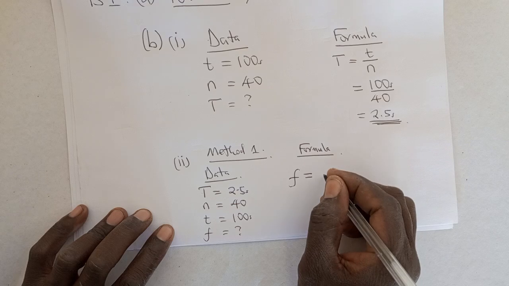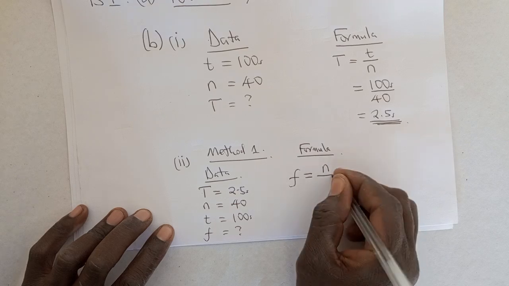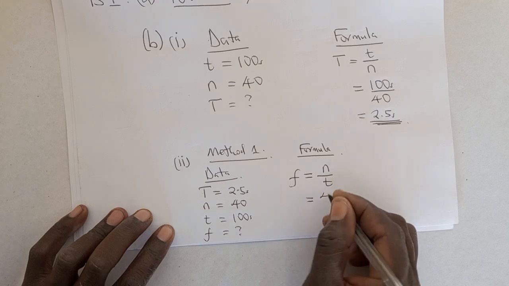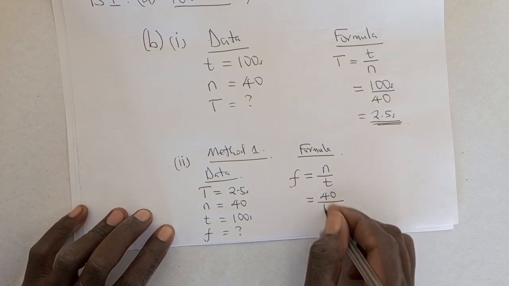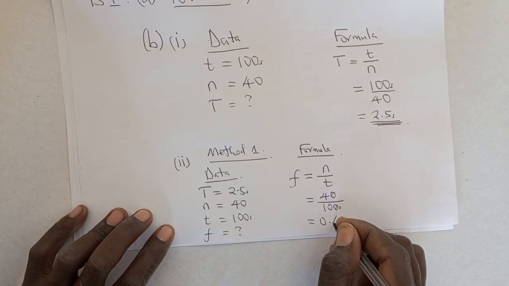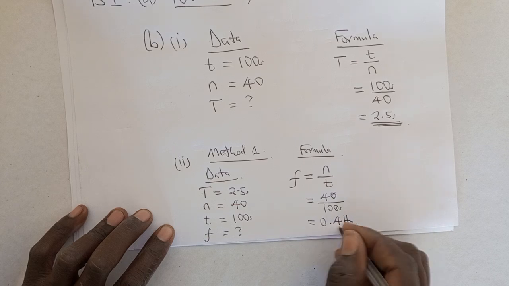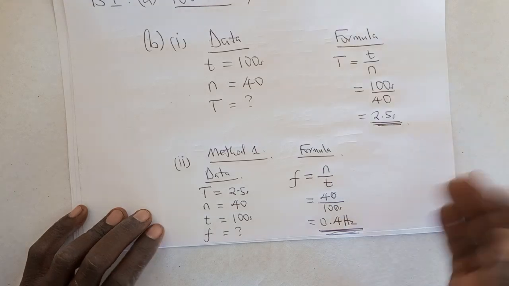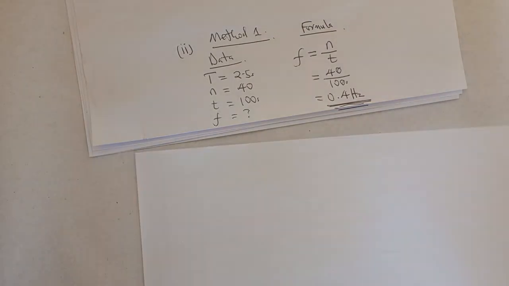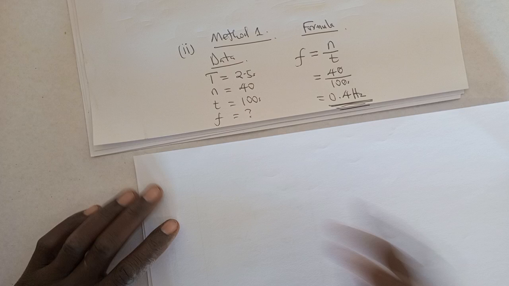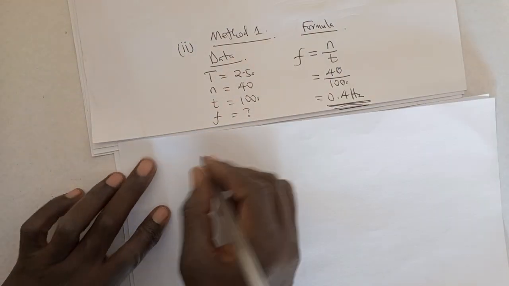frequency is equal to number of oscillations over time taken. What is the number of oscillations? The number of oscillations is 40, over the time taken, which is 100 seconds. What are we getting? We are getting 0.4 Hz. These are the units for frequency. If we are to go with method 2, allow me to get an extra sheet of paper. If we go with method 2, we will definitely find the same answer.